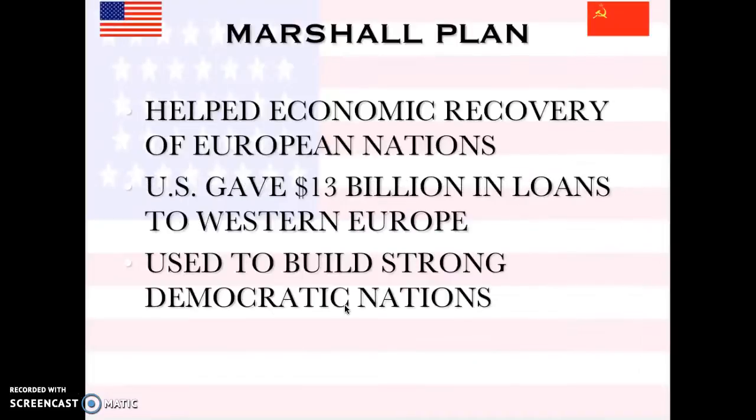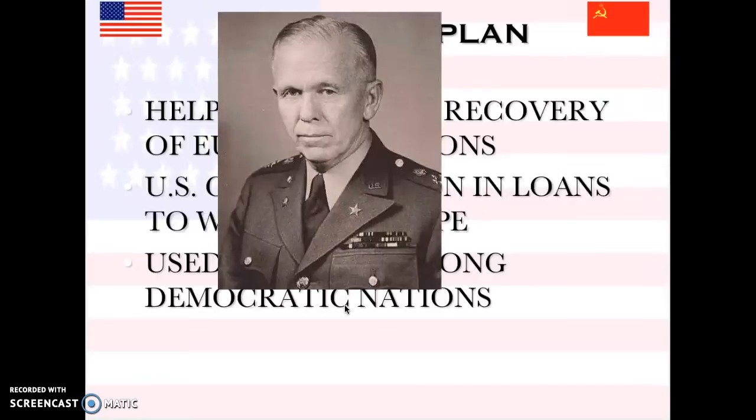Okay, so Cold War heats up. All right, so a couple things that are happening at the time. The Marshall Plan, America decides to invest money into Western Europe so that they do not fall to communism. So we figured if we gave them money that they would be able to rebuild and they would choose democracy. This is George Marshall, and he's the one who came up with the Marshall Plan. He was a general.